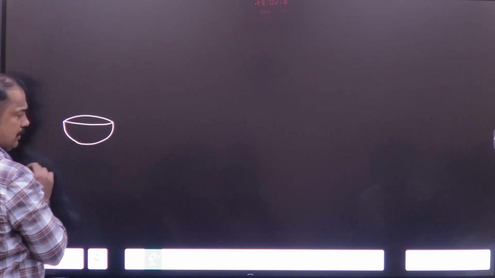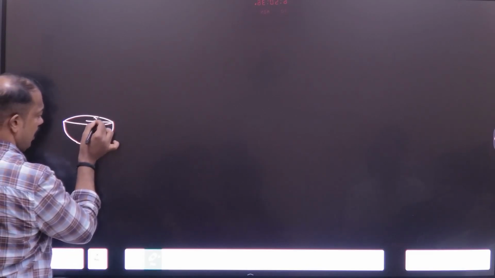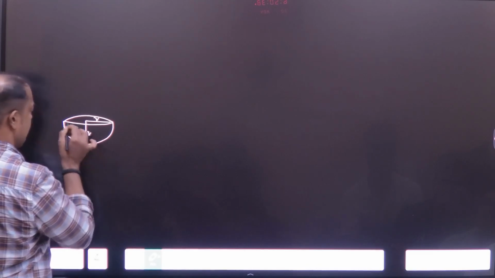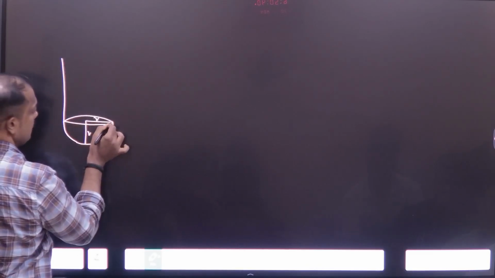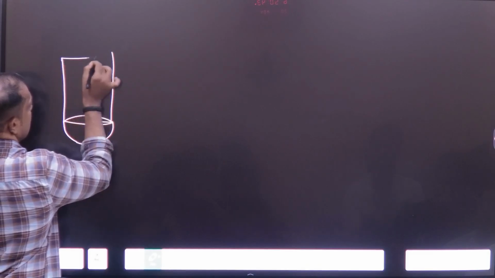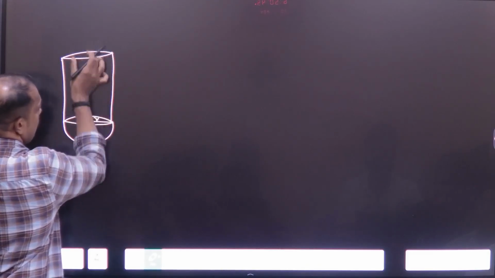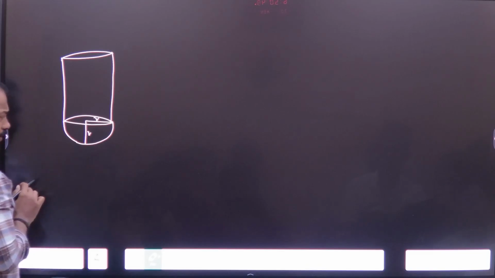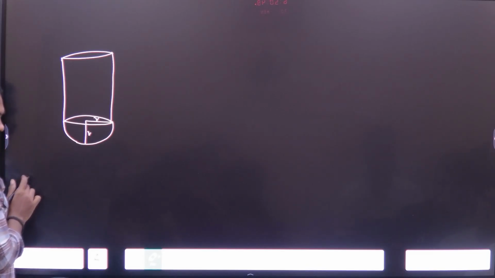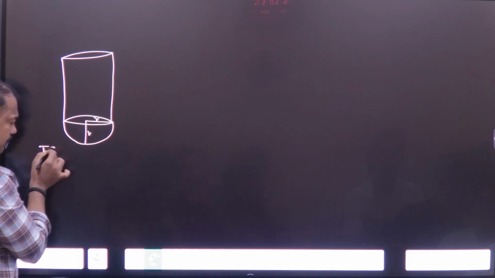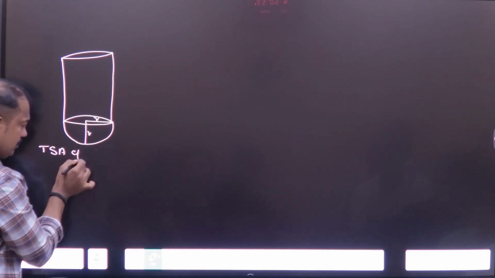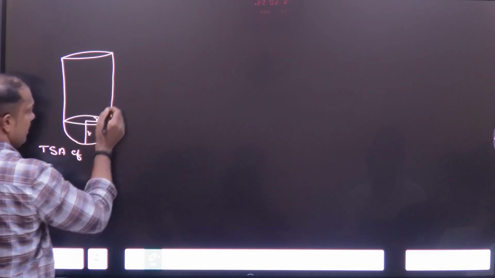What is this? Hemisphere. This is R and it is R. इसके ऊपर क्या चीज है? एक सिलेंडर है. यह होल होता है, so it is open होता है. इधर ओपन है. अगर क्वेश्चन पूछा तो फाइंड द टोटल सरफेस एरिया ऑफ, सपोज ए वेसल है. यह एक्चुअल फिगर ऐसे होता है.